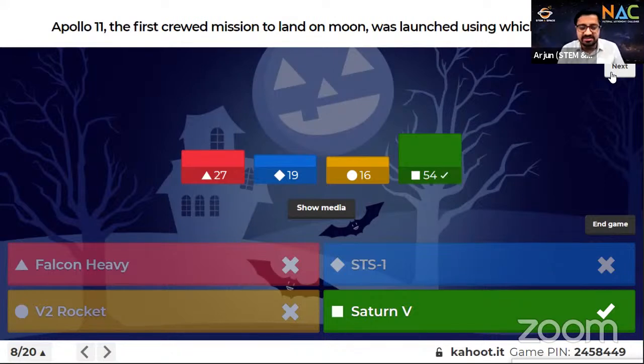The other ones in this list, the V2 rocket was the first rocket to ever get launched in space, whereas STS-1 was the launching system of the first space shuttle. That was Columbia, right? So Columbia was launched using the STS-1, and Falcon Heavy, as you all know, is the rocket of SpaceX. Yeah, so the Apollo mission was launched using Saturn V, and 54 of you got it correct.